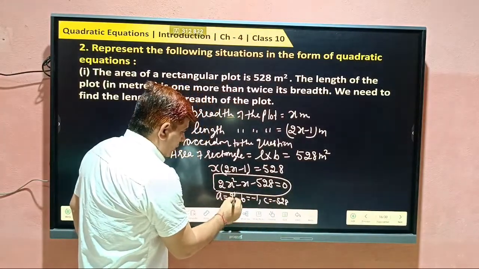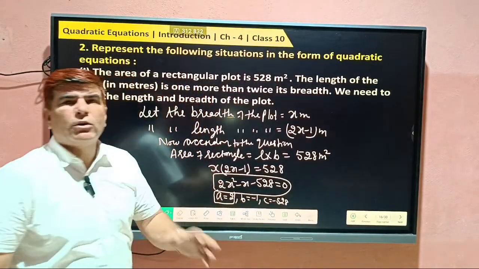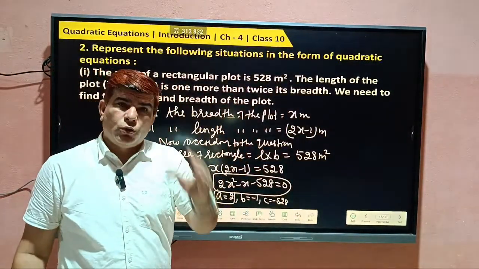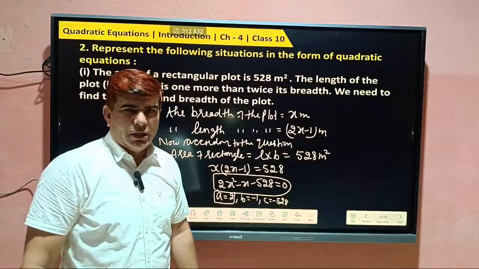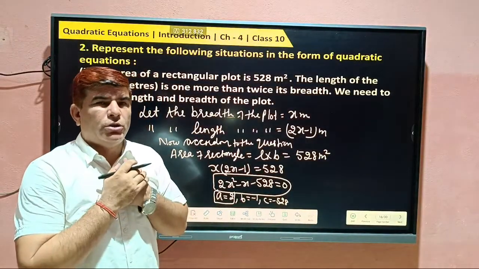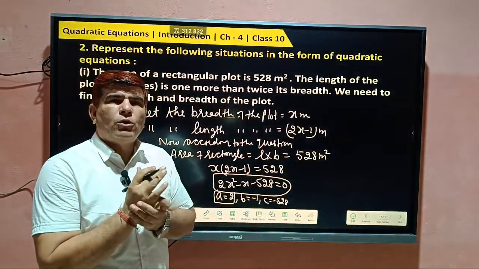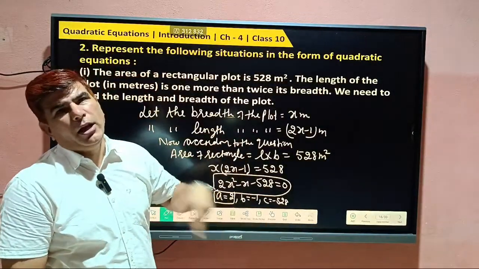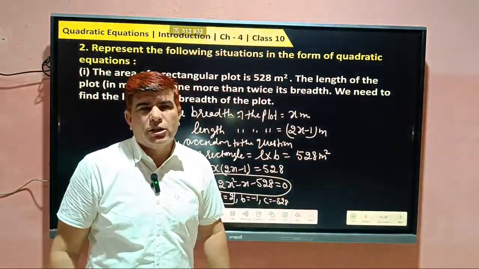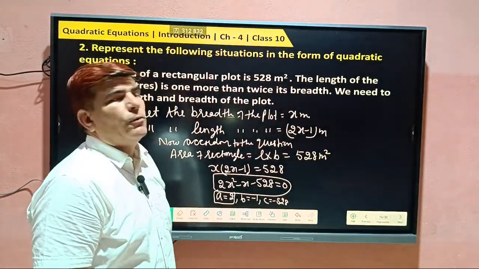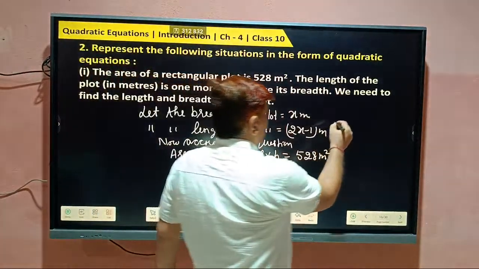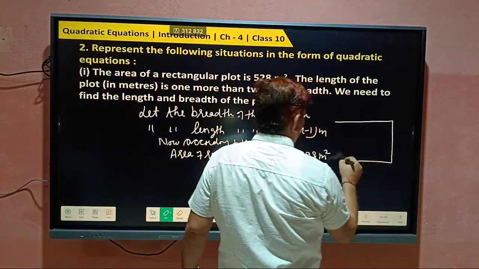If a is equal to 0, it is not a quadratic equation. If highest power is not 2, then it is not a quadratic equation. If highest power is not 2, definitely a equal to 0. And when a equal to 0, definitely highest power is not 2 of the variable. So you have to understand. So this type of field you have to be given.